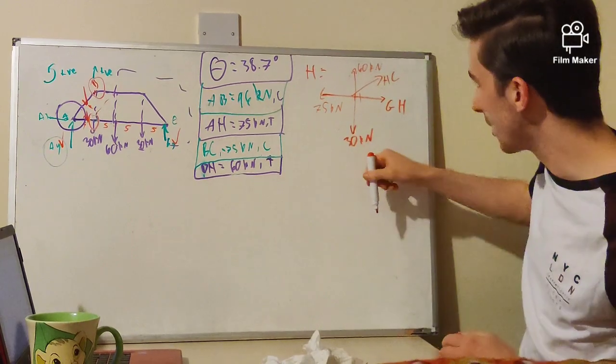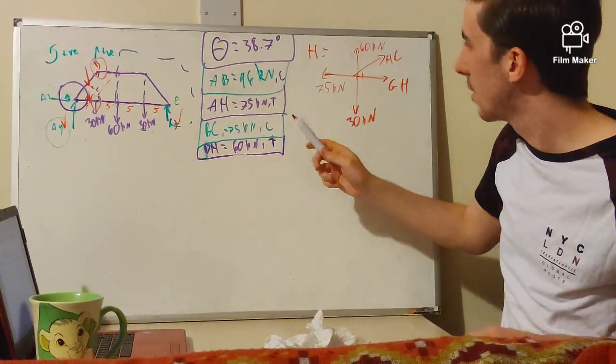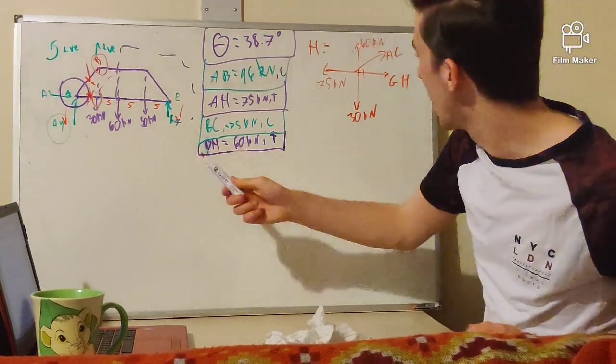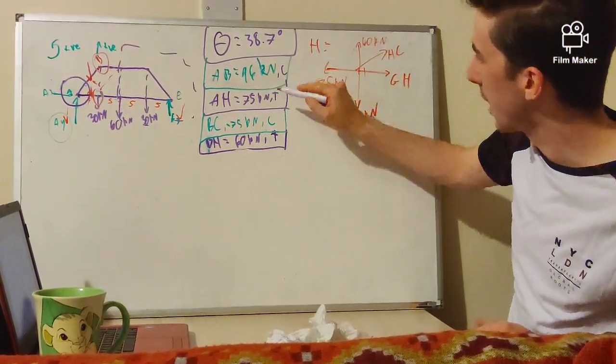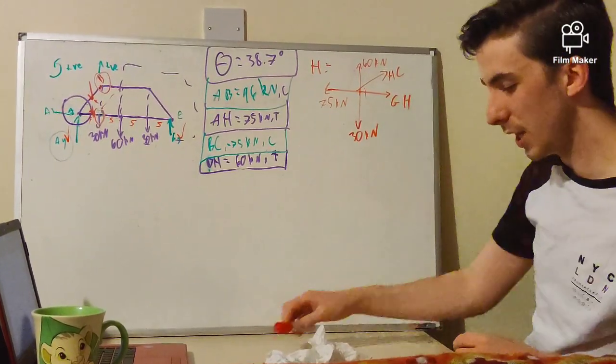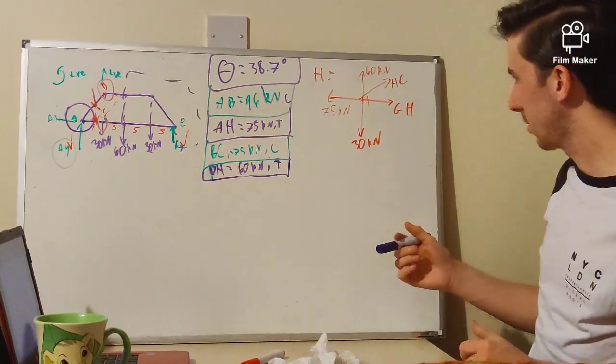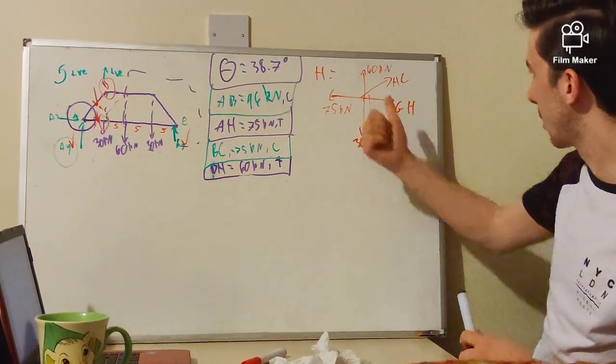GH. Downwards is 30 because it's there. Upwards is 60 because we worked it out. There, BH, and this is 75 because AH is 75. So the two we don't know, HC and GH. GH looks the most fantastic. So that's going to be the hardest to work out because we don't have this.